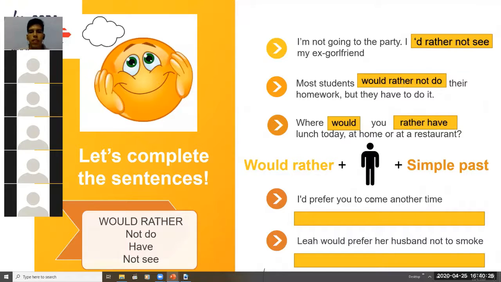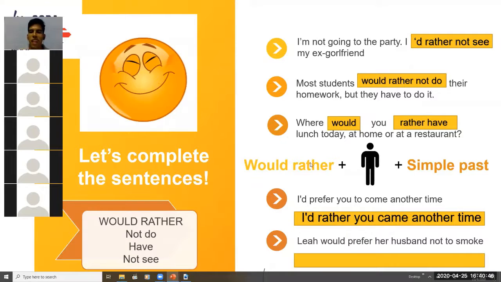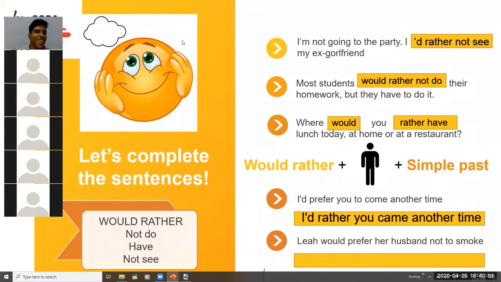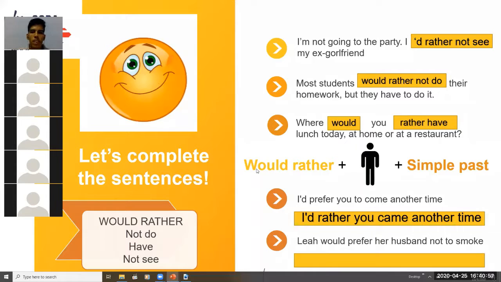It says, I'd prefer you to come another time. How can we make that using would rather? Go ahead. So, can I say, I would rather you came another time? Absolutely, that's the right answer. I'd rather you came another time. Thank you so much. Excellent. Congratulations. Then the next one, Leah would prefer her husband not to smoke. How would it be?